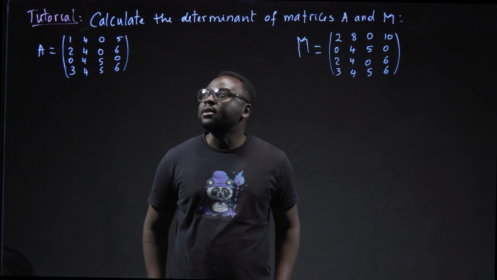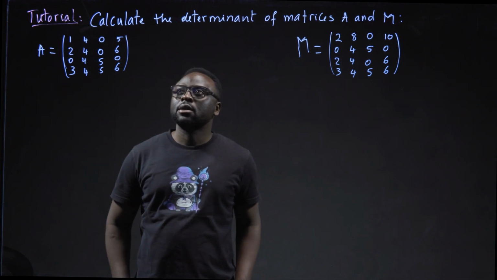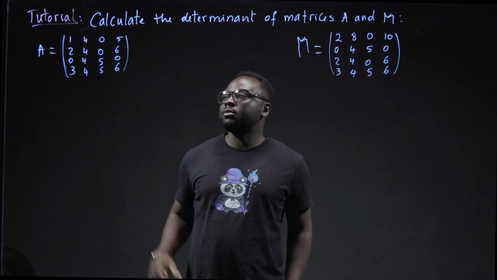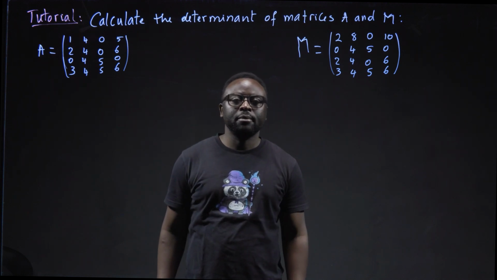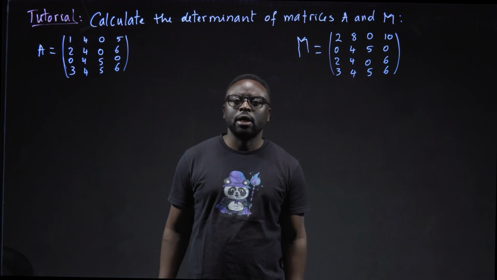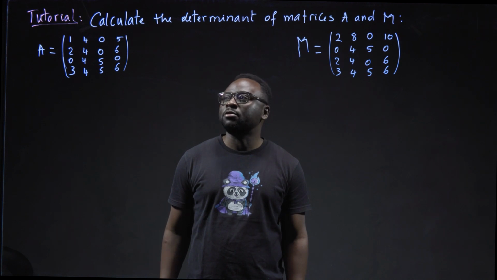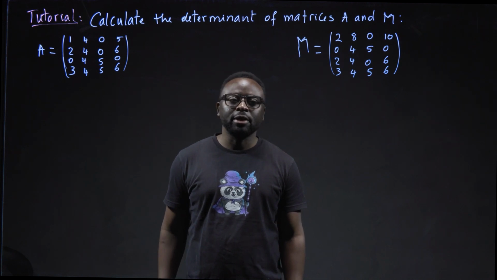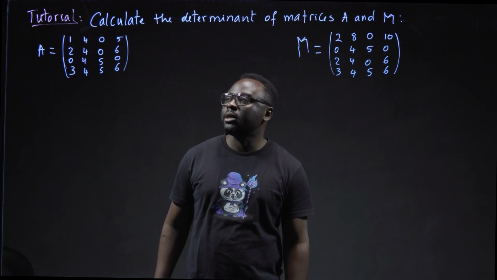Welcome to this other video. We are still on the tutorial questions. We want to find the determinants of these two matrices A and M by basically using the properties of a matrix, as I previously mentioned, and also using Gauss reduction.